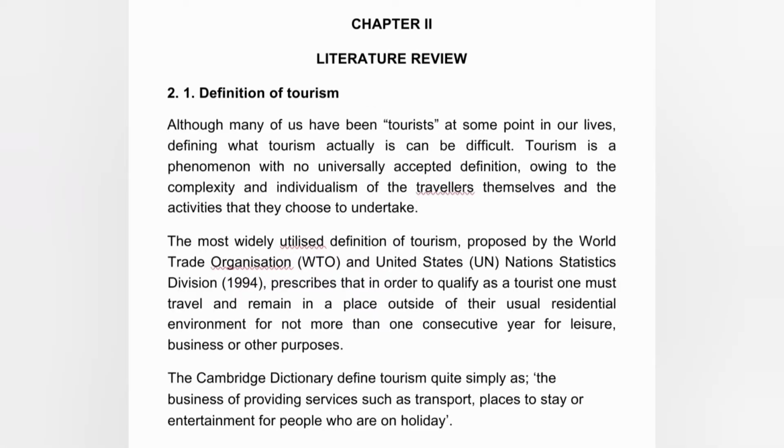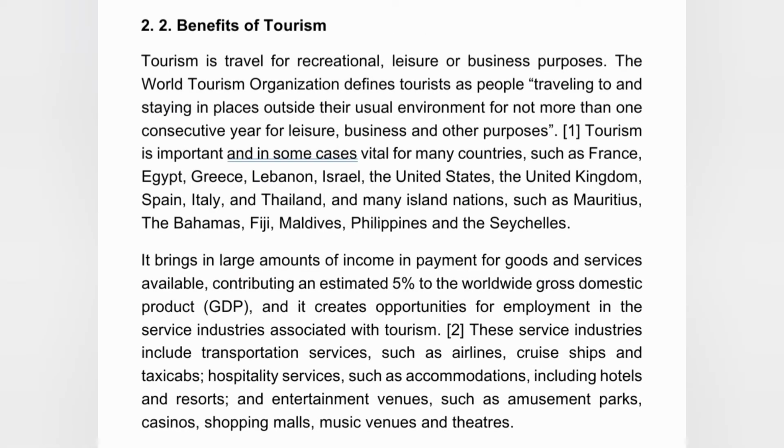Chapter 2 Literature Review. In this chapter, I put some information related to this paper. First, definition of tourism. As you can see here, there are definitions of tourism by the United Nations World Tourism Organization and the Cambridge Dictionary. Then, benefits of tourism. It brings in large amounts of income in payment for goods and services available, contributing an estimated 5% to the worldwide gross domestic product, and it creates opportunities for employment in service industries associated with tourism.